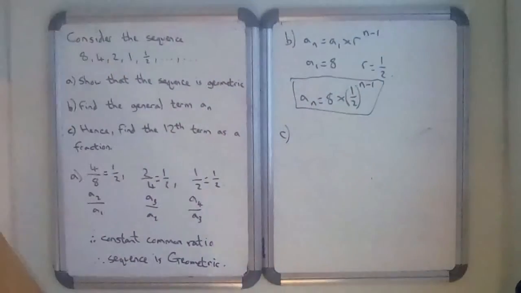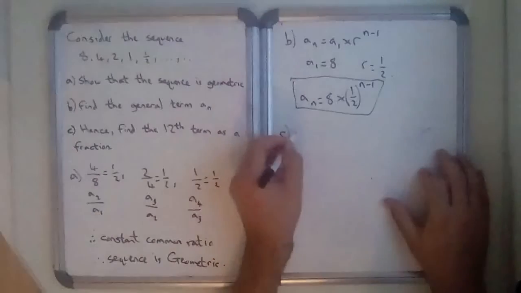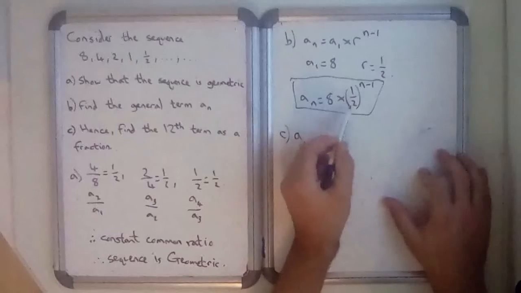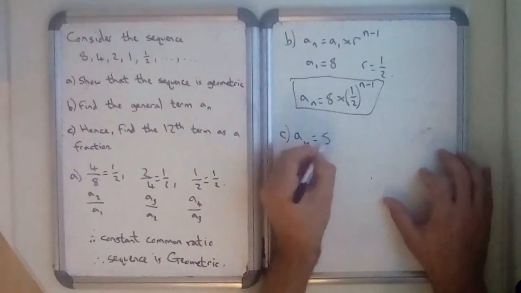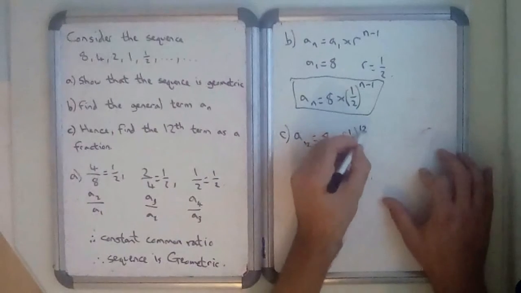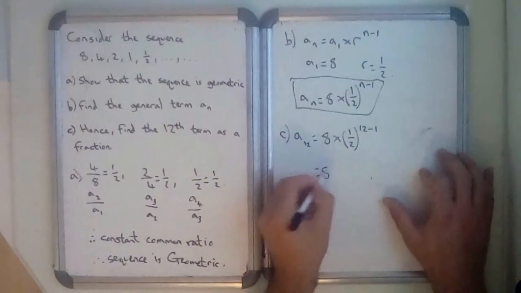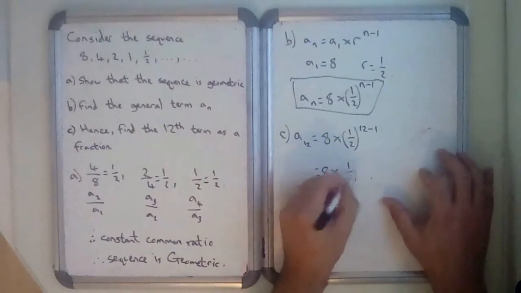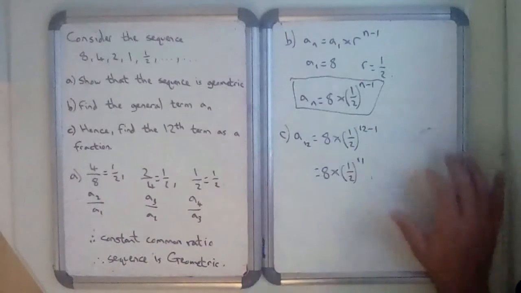Part C, we're just going to use our result in part B, so find the 12th term as a fraction. So we need a12, we literally substitute n equals 12: 8 times a half to the power of 12 minus 1, so equals 8 times a half to the power 11.